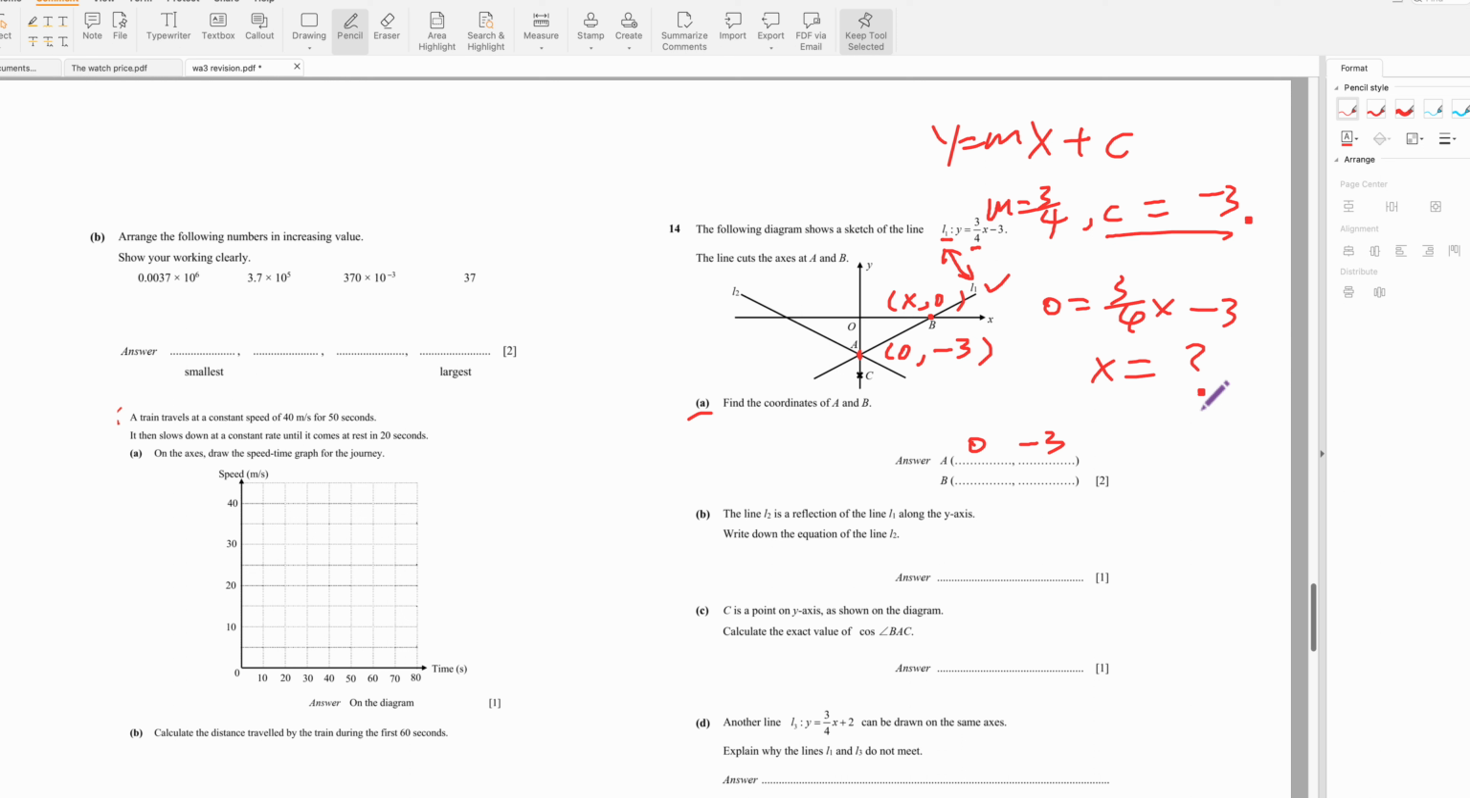If you don't know how to do this question, I mean linear equation, you're not good enough. So x equals to? Just move over then.